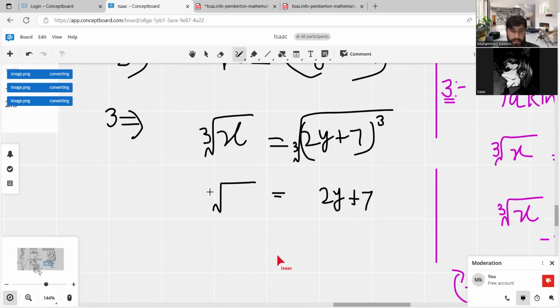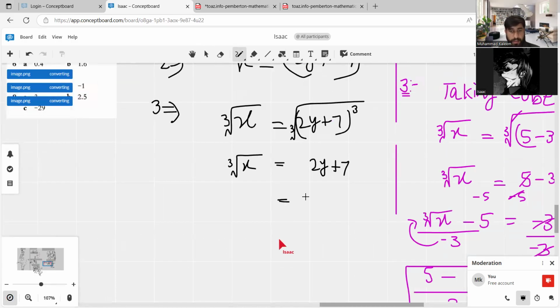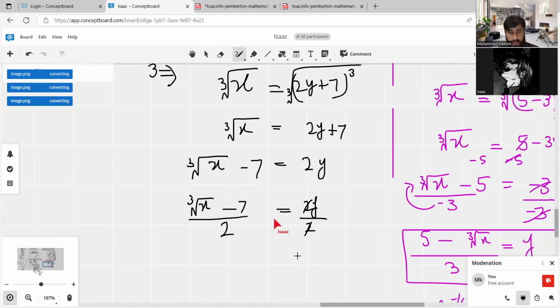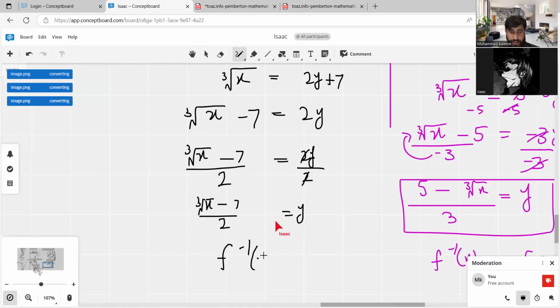So then it'll be the cube root of x equals 2y plus 7. Then you have to take 7 to the other side. So it'll be the cube root of x minus 7 equals 2y. Then you have to divide both sides by 2, and you get the cube root of x minus 7 over 2 equals y, or y equals the cube root of x minus 7 over 2. Which means this is the inverse of the function.